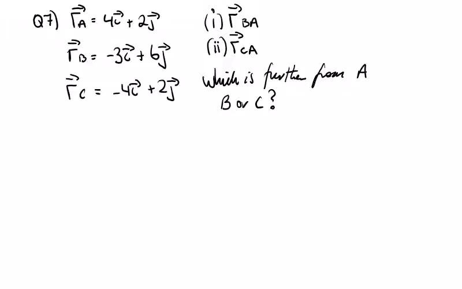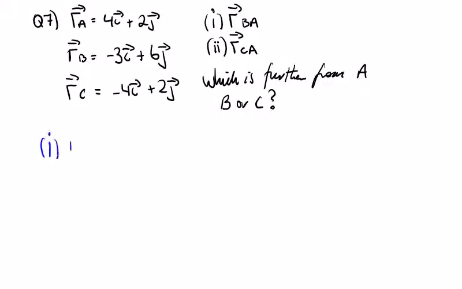Question 7, you're told to take O as the origin and the position vectors A, B and C respectively are the following. The position of A is 4i plus 2j, minus 3i plus 6j for B, and minus 4i plus 2j for C. Write in terms of i and j the relative position, or the displacement, of B with respect to A and the displacement of C with respect to A, and then which is further from A. So we need to get the magnitude of them.